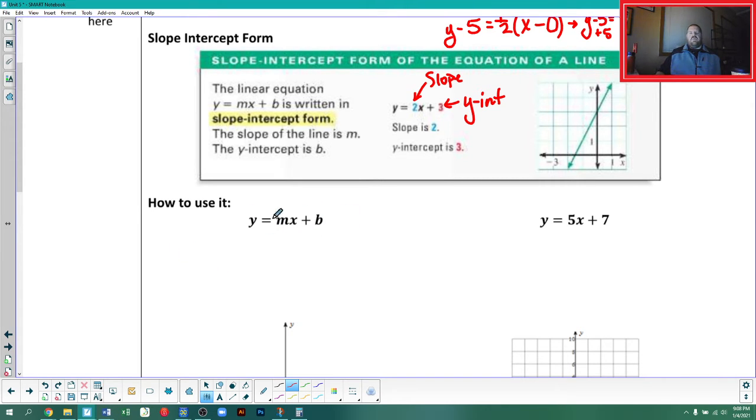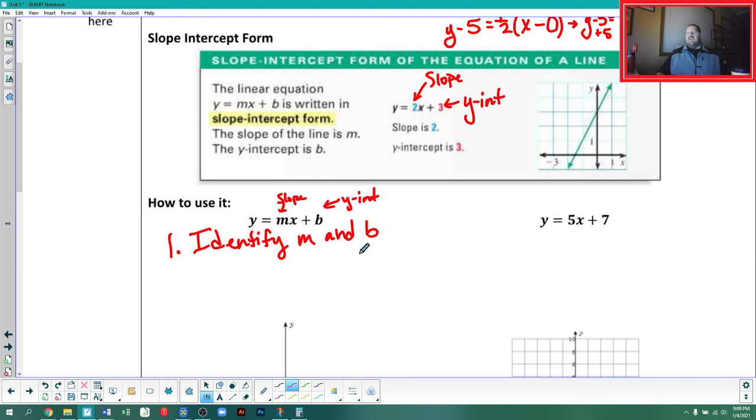But how do we use it? So we're going to say that we have our y equals mx plus b, where m is our slope and b is our y-intercept. So how do we use that to graph? The first thing we want to do is identify, which I've just done, but I'll show you what I mean by that in a little bit. Identify our slope and our y-intercept, or our m and our b.